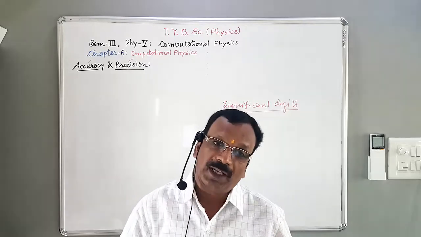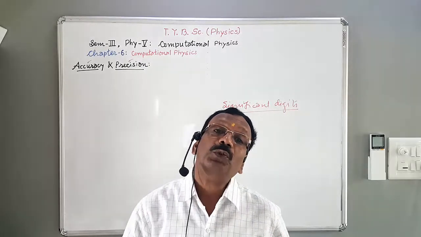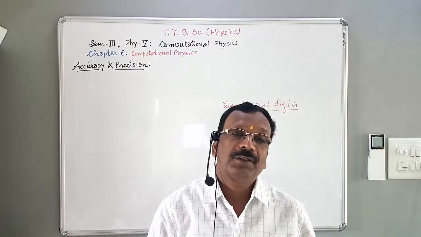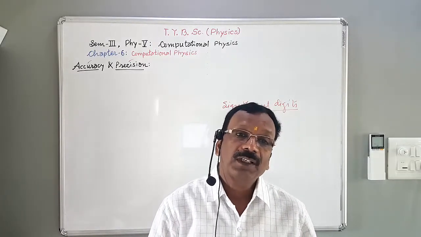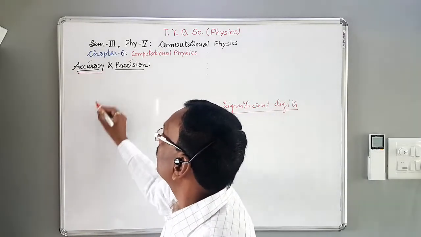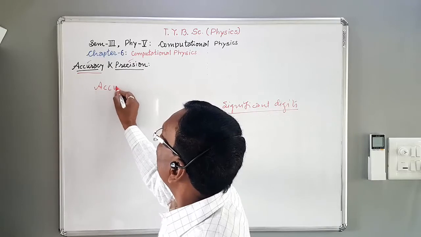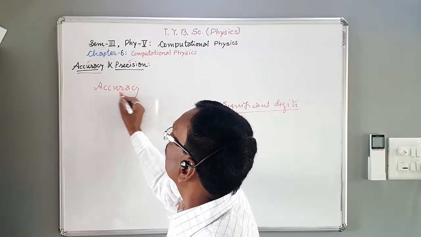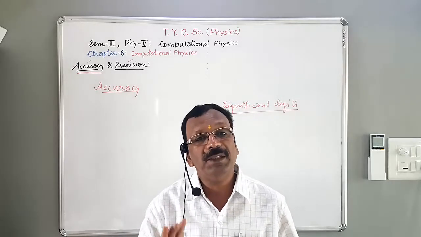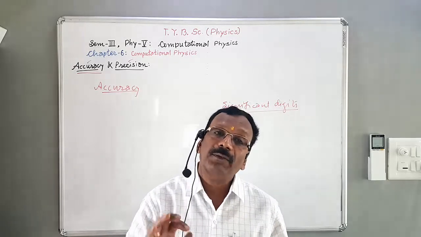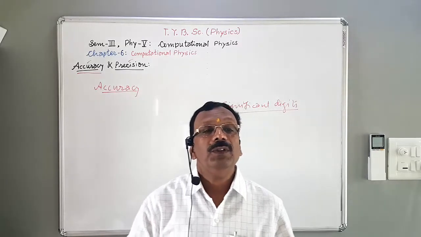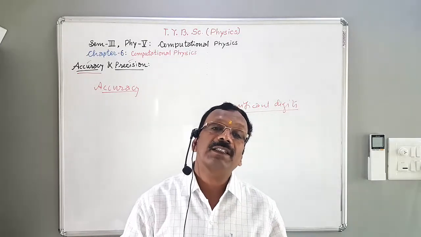But before that we should know what is accuracy and what is precision. So first of all we are going to see about accuracy. What is accuracy? Accuracy refers to the number of significant digits in a value.